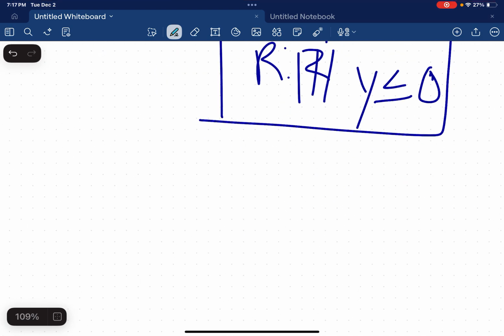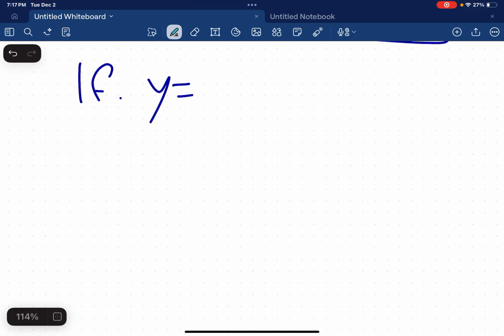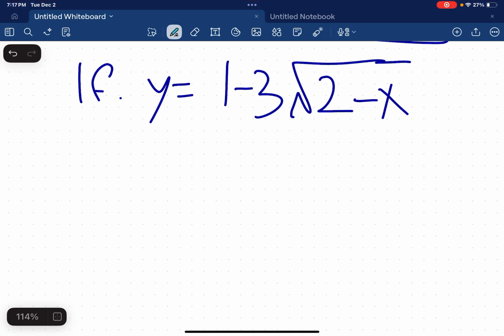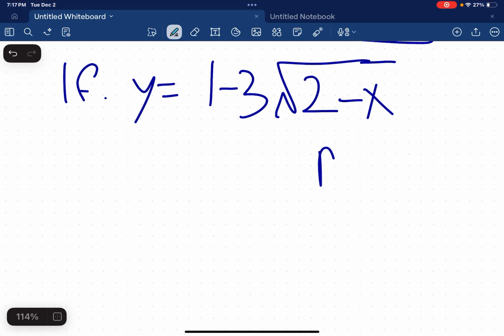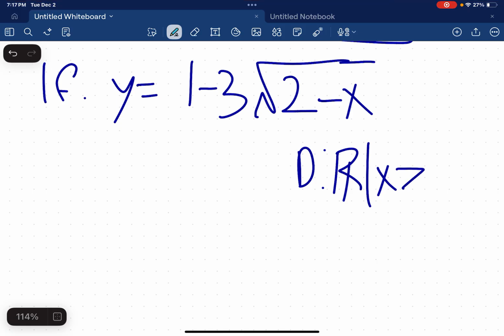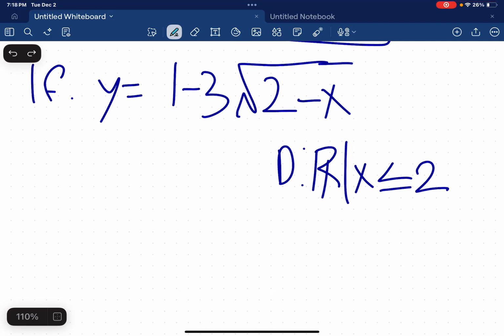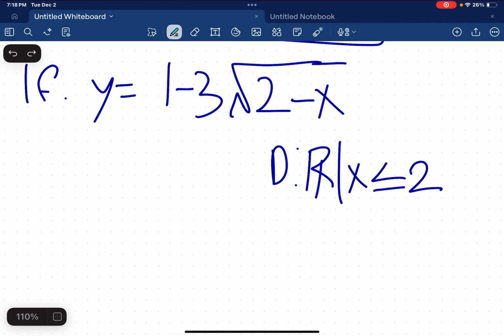Okay, on to the next one and the last one, 1f. If y is equal to 1 minus 3 square root of 2 minus x. Starting with our domain, since that's the easiest part of everything usually. X has to be less than or equal to 2. When it's greater than 2, this will end up being a negative number. When it's less than, it'll be a positive. And when it's equal to 2, it'll be 0.